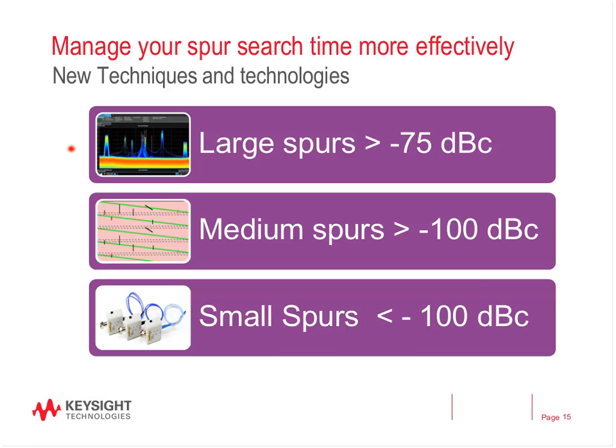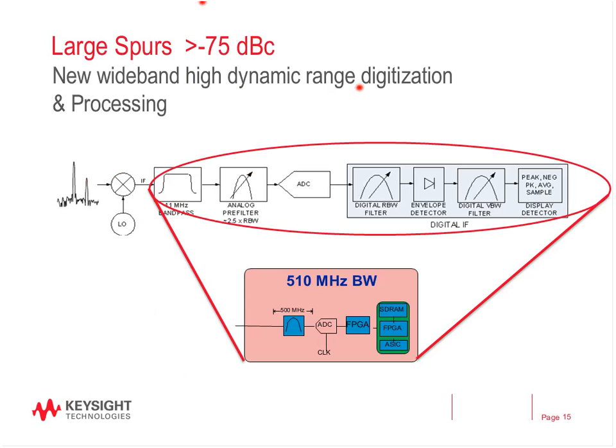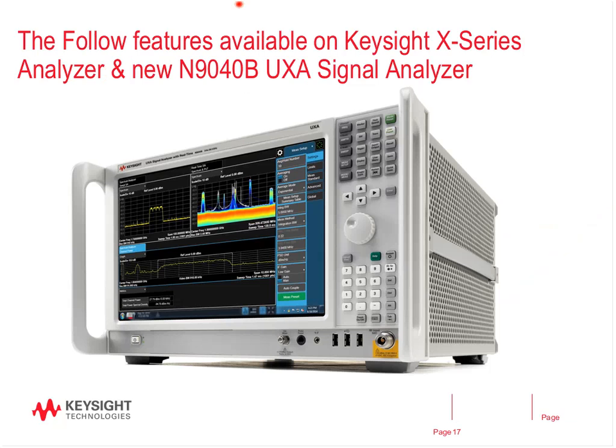So to break that down, we're going to talk about large spurs, greater than -75 dBc, medium spurs, greater than -100 dBc, and small spurs, less than -100 dBc, as just some good starting points. Okay, so if we're talking about large spurs, there's new wideband high dynamic range digitization and processing that's available today. In this example, we have a new 510 megahertz capability. You've got new ADCs and new ASICs and FPGA algorithms that could really accelerate finding some of your medium to high level spurs.